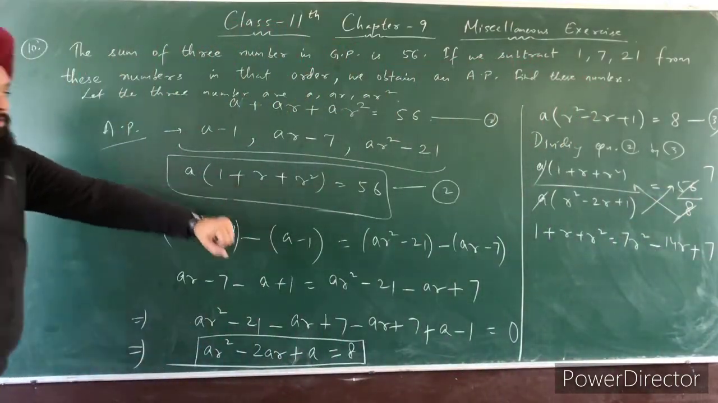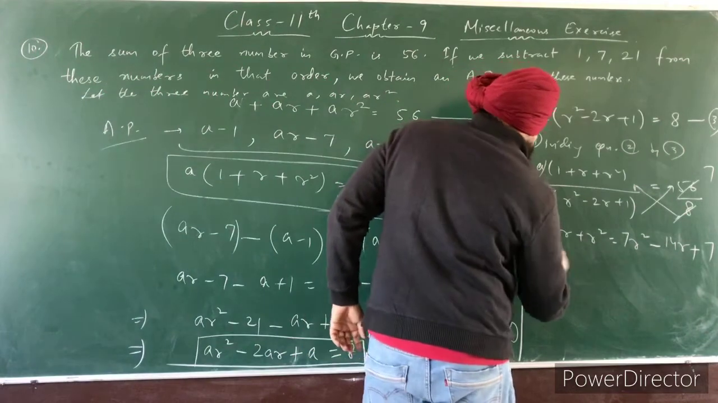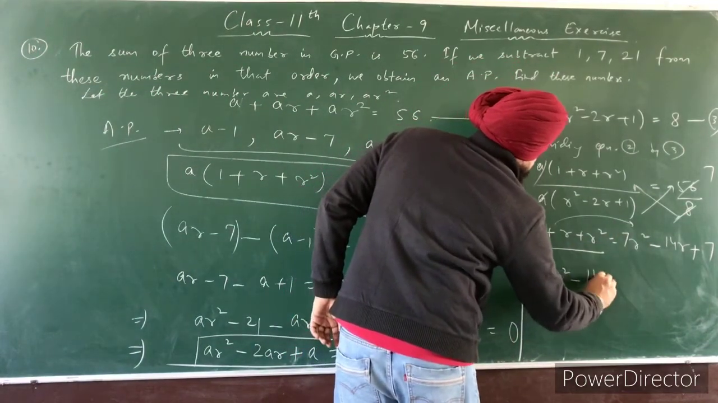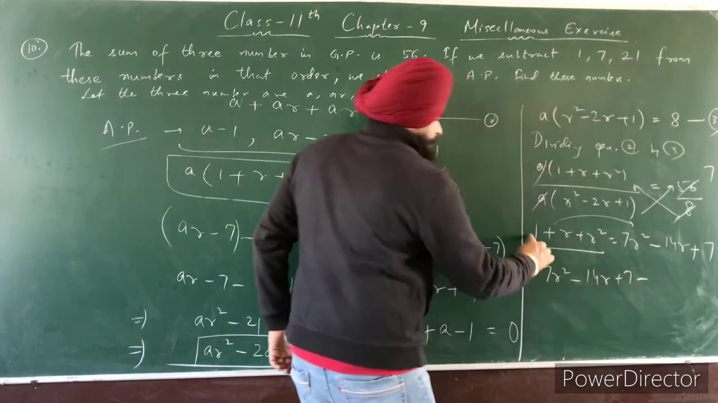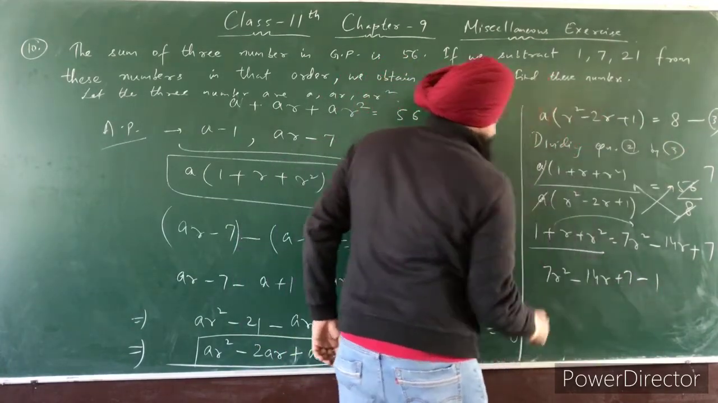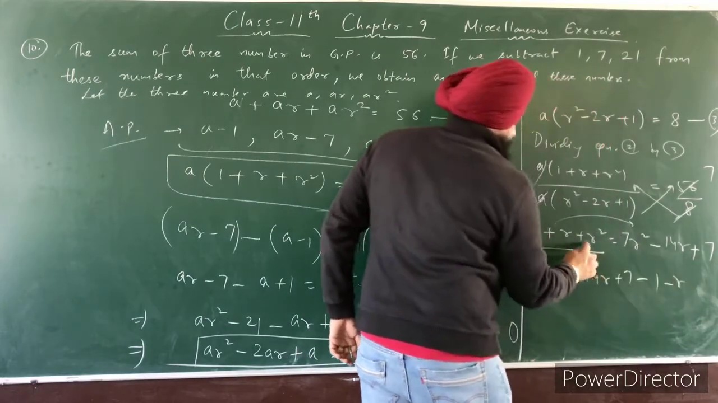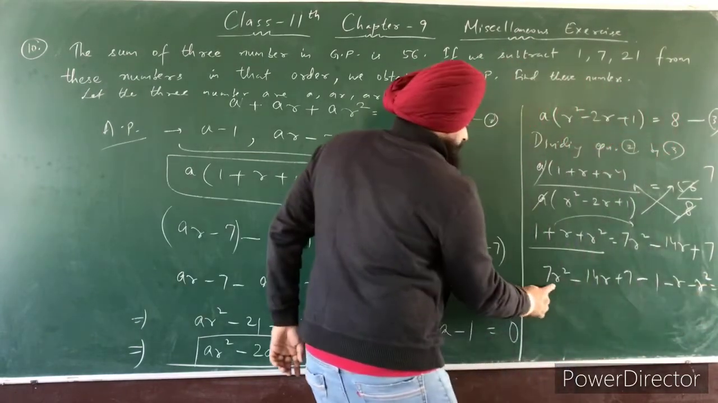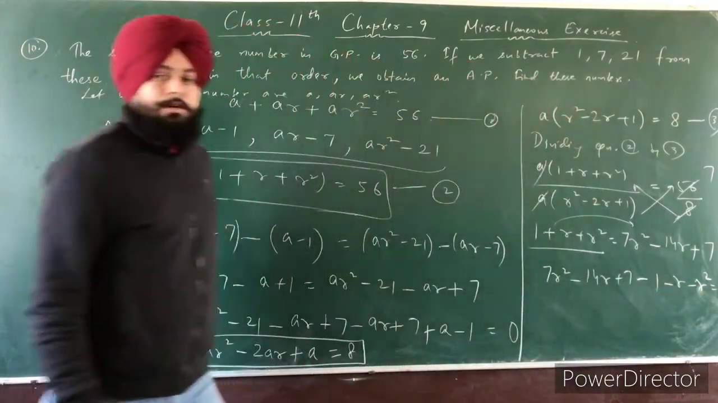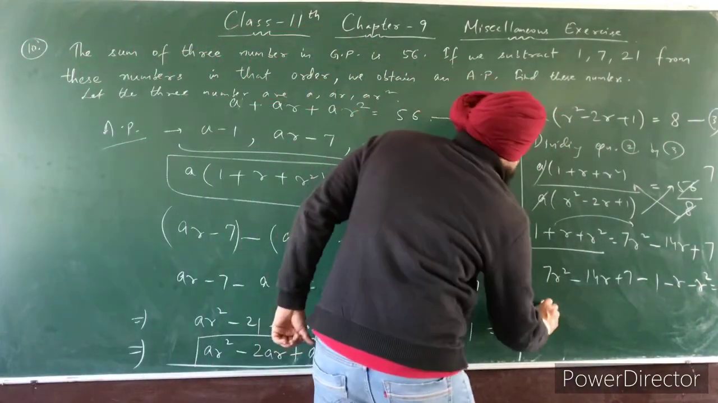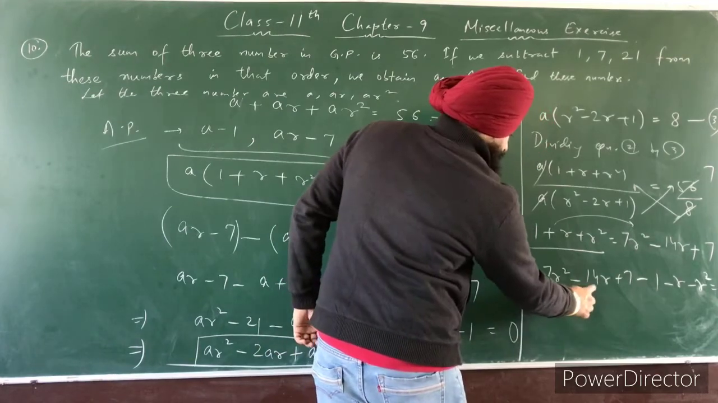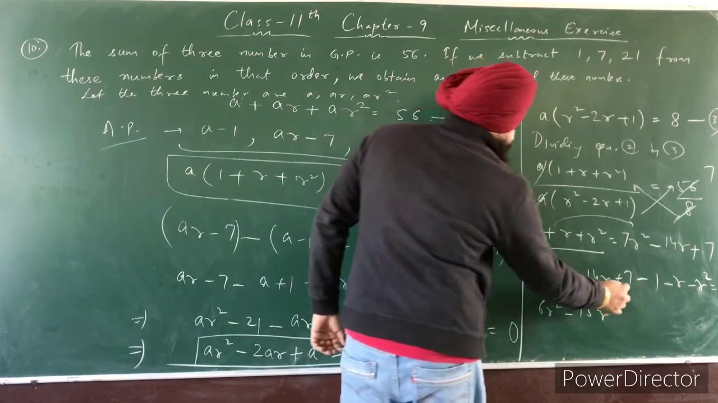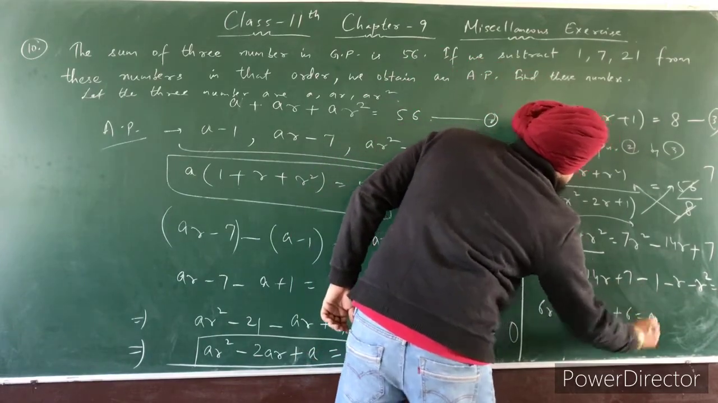Now we are solving this equation. Take this term on the right hand side. So it is 7r square minus 14r plus 7, and 1 becomes minus 1, r becomes minus r, and r square becomes minus r square. Now 7r square minus r square is how much? 6r square, minus 14r minus r is minus 15r, plus 7 minus 1 is plus 6.